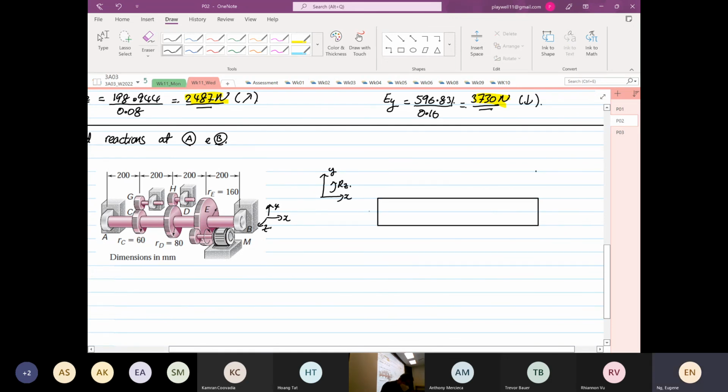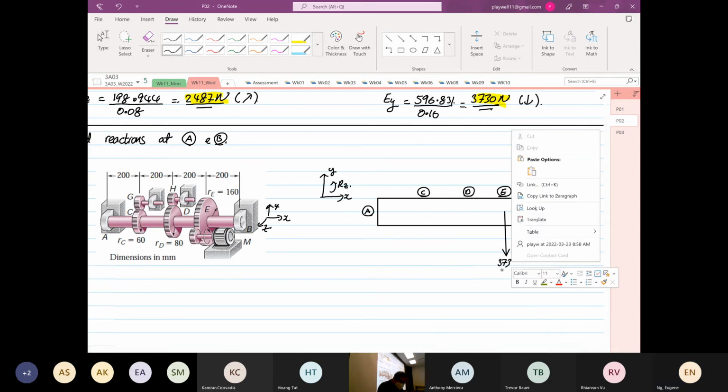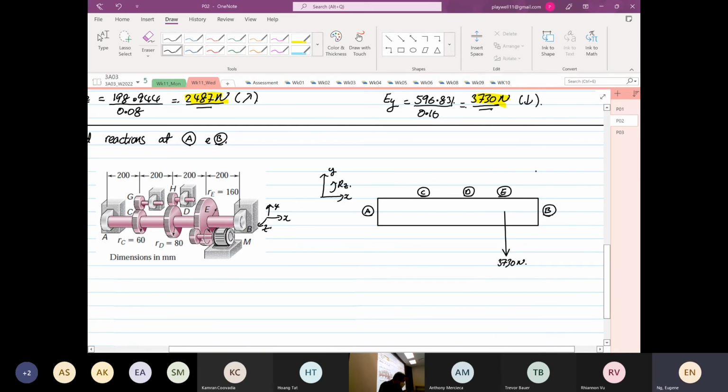Okay. So this is our point A. This is our point C. Our point D. Our point E. And this is our point F. Okay. So at this plane, we realize that we have a force coming down. And this force that's coming down is 3730 Newton.